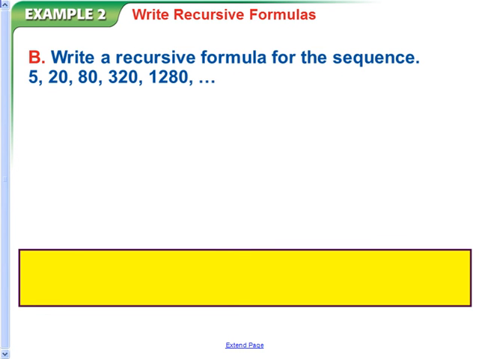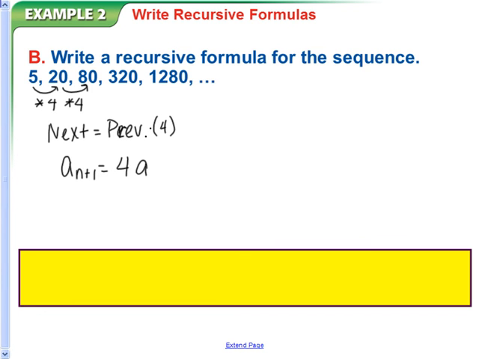Okay, let's go backwards and write in a recursive formula from this one. So let's figure out what are we doing to get to the next one. That's sometimes the hardest part. Okay, in this case, it looks like we're just multiplying by 4. So to get our next one, we take our previous answer times 4. Or we could do 4 times our previous answer. So we say a sub n plus 1 equals 4 times a sub n.